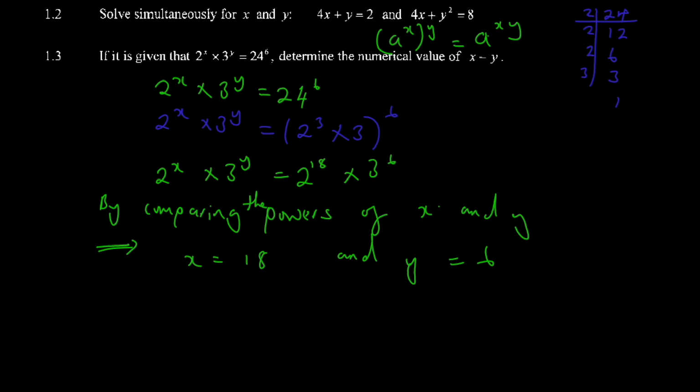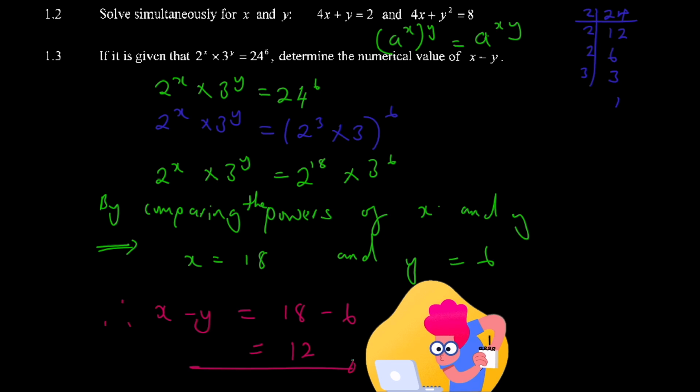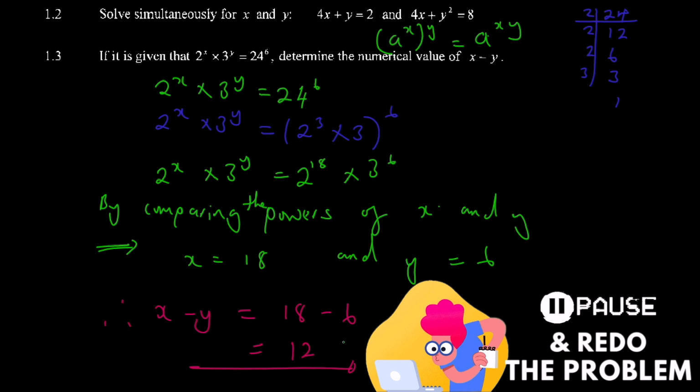Okay, so after doing this, now you can go ahead and get your numerical value for x minus y, right? So you can say therefore, here it's a better way to go about it. Therefore your x is equal to 18, your y is equal to 6. So 18 minus 6, you get what? You get 12. So that's just about it for the first question.